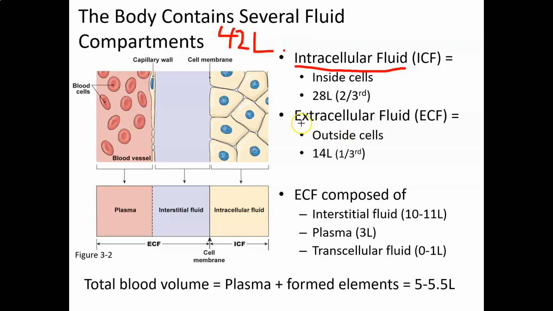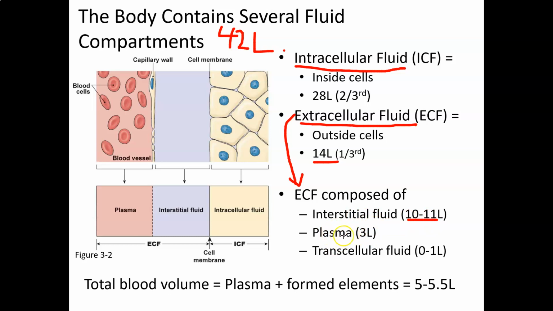The extracellular fluid, or the ECF, is fluid outside the cells. The ECF is made up of about 1/3 of your total body water, about 14 liters. So together 14 and 28 equals your total 42 liters. We can further subdivide the ECF, the extracellular fluid, into these different components. The interstitial fluid, that's the fluid that bathes the cells, about 10 to 11 liters.